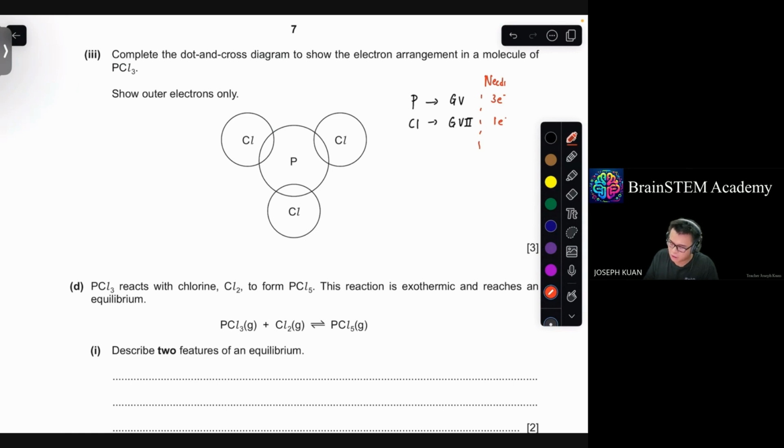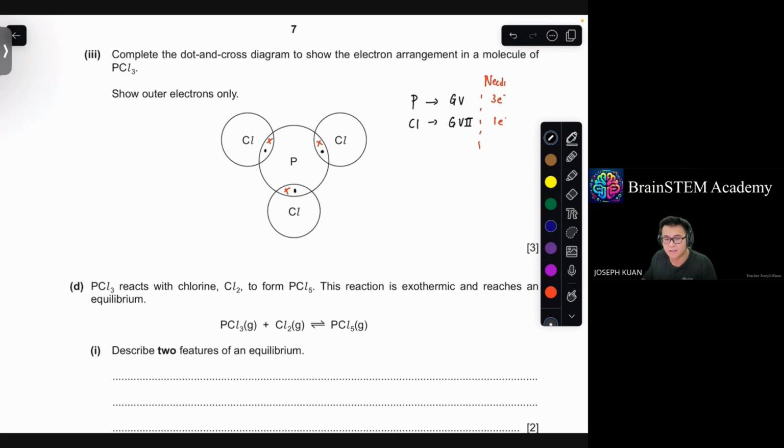So, chlorine each contributes 1 electron for sharing, right? And then phosphorus will contribute 1 electron to each chlorine atom, which makes it 3 electrons contributed by phosphorus to form the bond pairs. Okay, that will be your first mark, I believe.